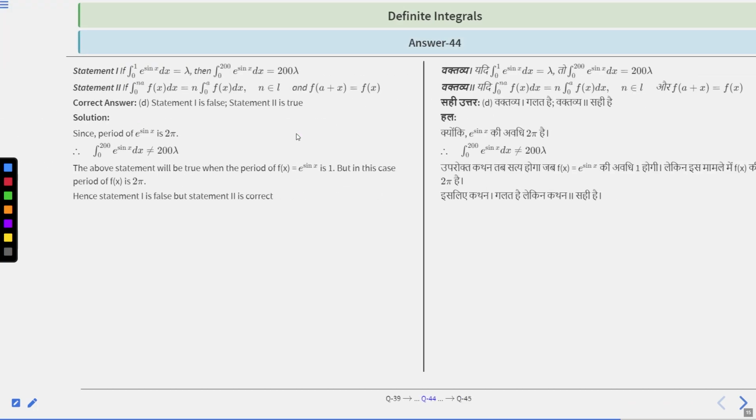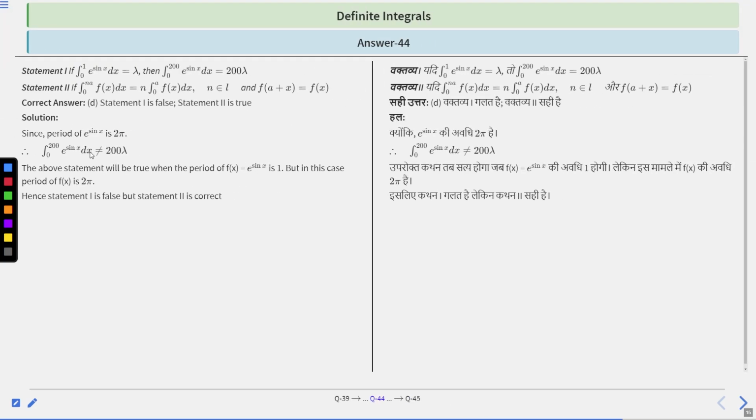Okay, let's move to the solution part. Since the period of e to the power sin x is 2 pi, therefore the integral from 0 to 200 of e to the power sin x dx is not equal to 200 pi, because this statement will be true when the period of f(x) equal to e to the power sin x is 1.